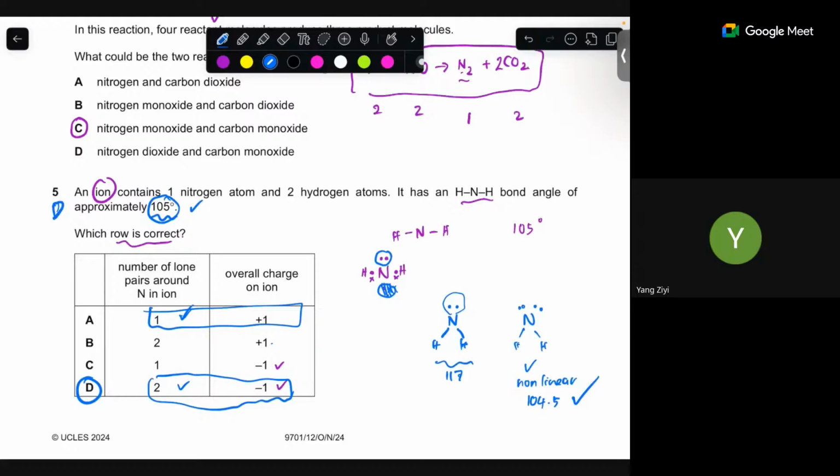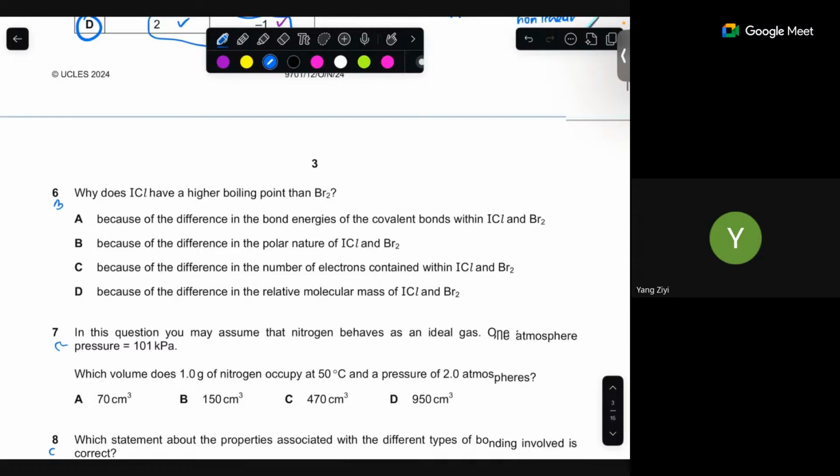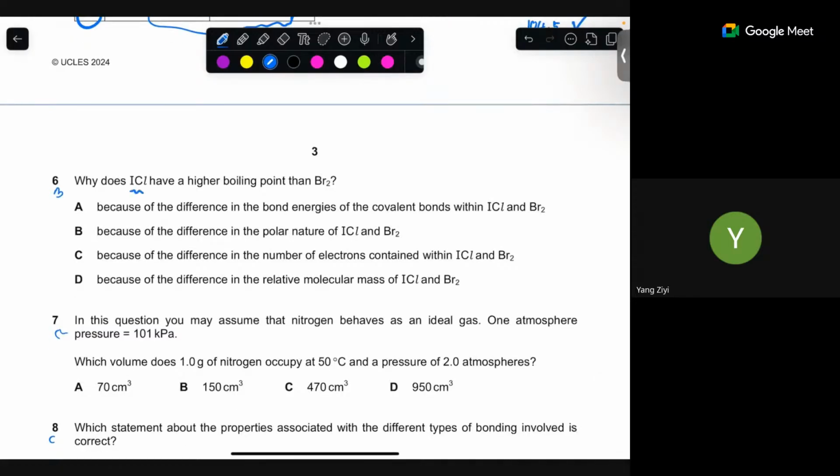All right. Now, let's move on. So the next question. Why does ICl have a higher boiling point than Br2? First thing that you can notice, Br2 is going to have only ID, a non-polar molecule, and this one is going to be a polar molecule. So definitely PD when we talk about boiling point. So let's look at the answers over there.